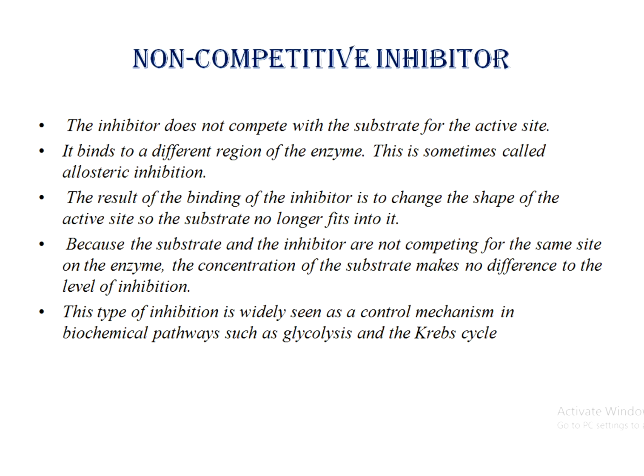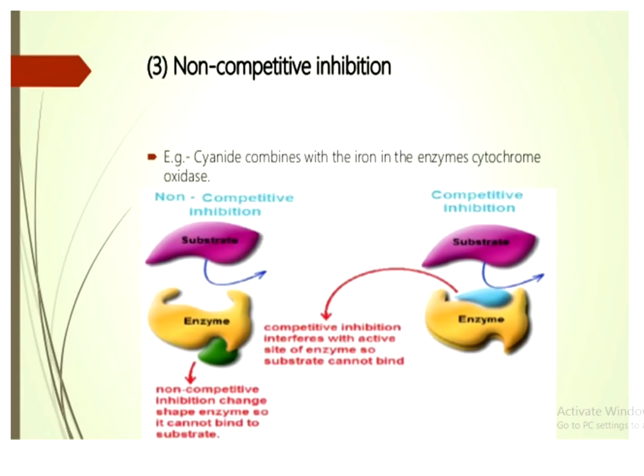Non-competitive inhibitor. In non-competitive inhibition, the inhibitor will not compete with the substrate for the active site. It will bind at any part of the enzyme, so this is sometimes called allosteric inhibition. As a result of this inhibition, there will be a change in the shape of the active site, because the substrate will not fit for long. This type of inhibition is widely seen in biochemical pathways such as glycolysis and the Krebs cycle.